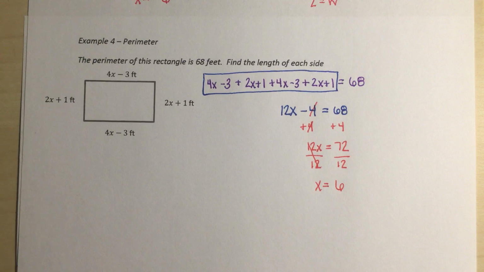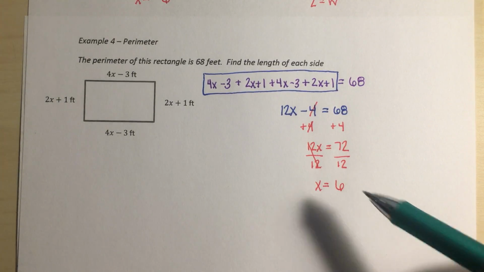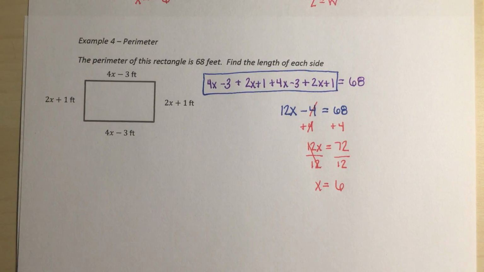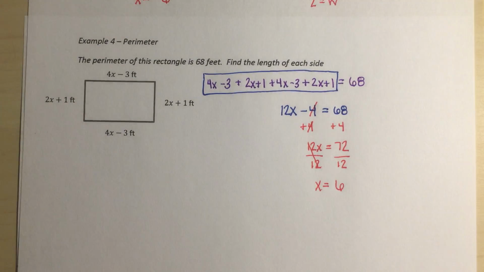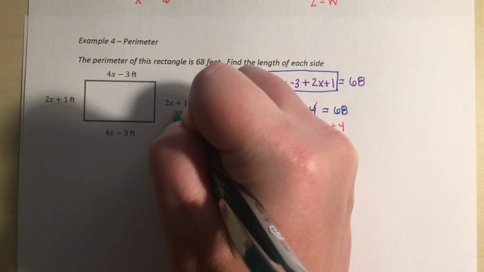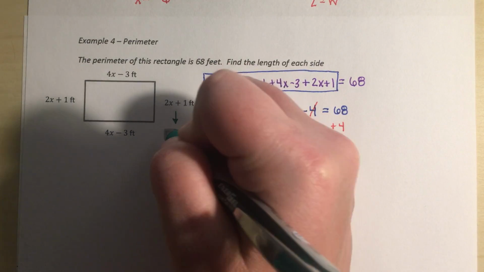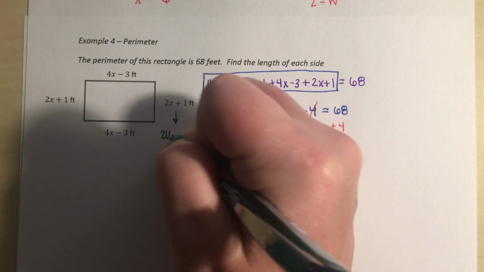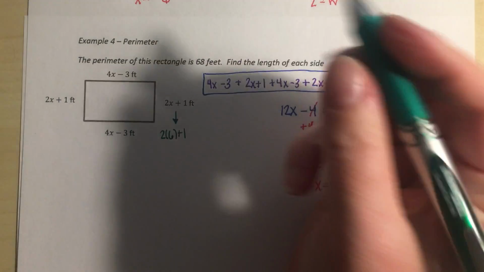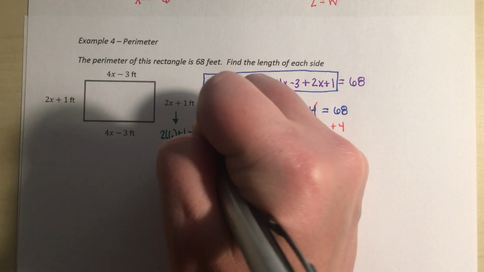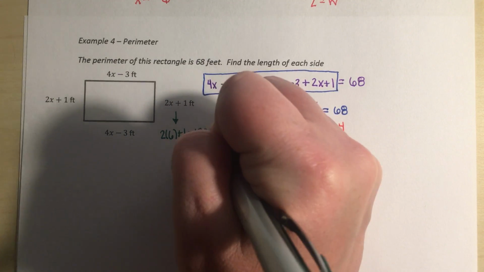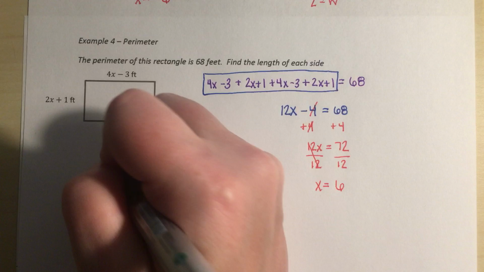Again, like the one that we saw in the last section, notice that it asked us to find the length of each side. So we're going to plug this value, which also happens to be 6 like it was in the last section, purely by coincidence, into our x values in our sides. So this side here, 2 times 6 plus 1. 2 times 6 is 12. 12 plus 1 is 13. So we have 13 feet.